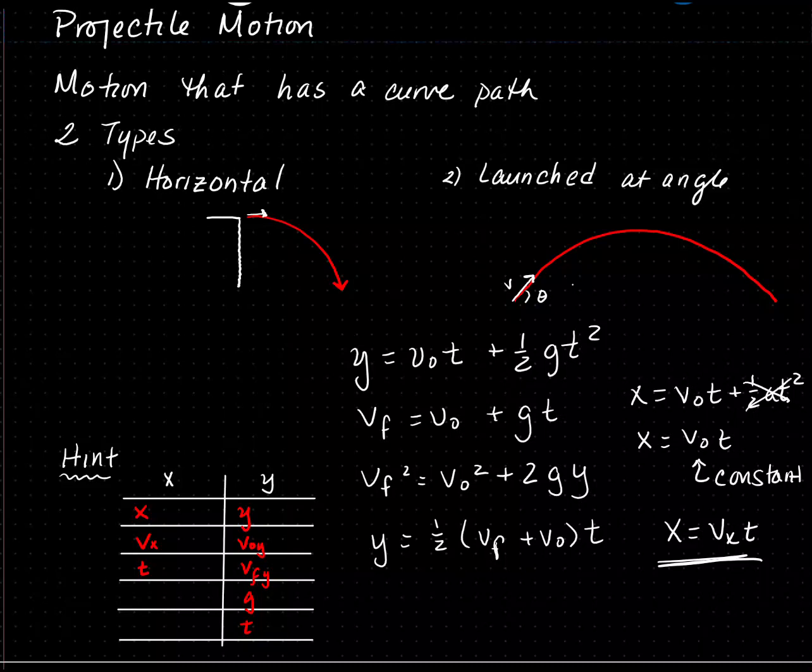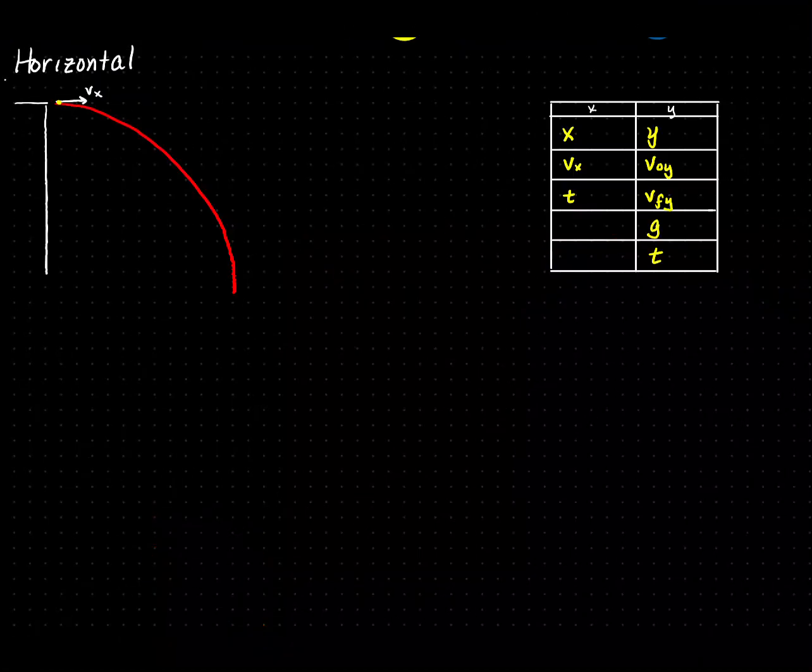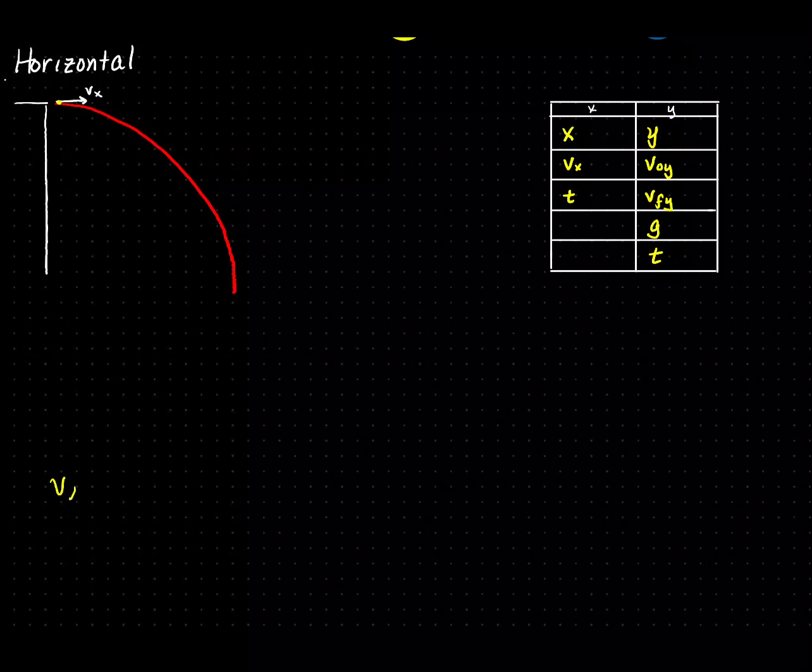In the y direction, you'll have all 4 equations. The only thing they share in common is time. The time that it takes to go across in the x direction is the same as the time it takes to go up and down. In the horizontal motion, objects are thrown horizontally. Since there is no acceleration, Vx is constant.